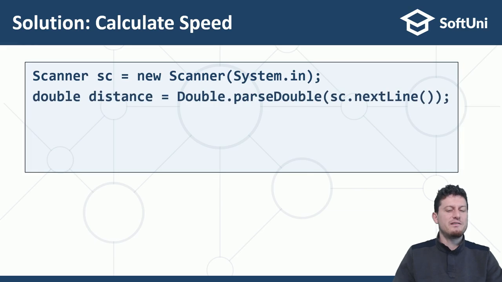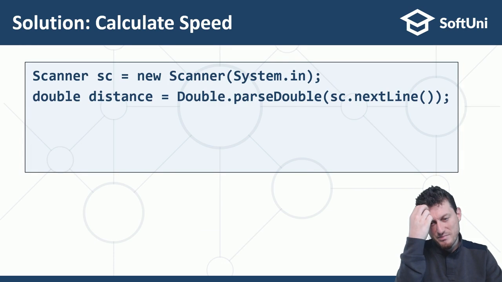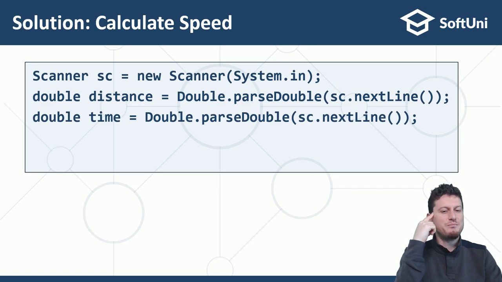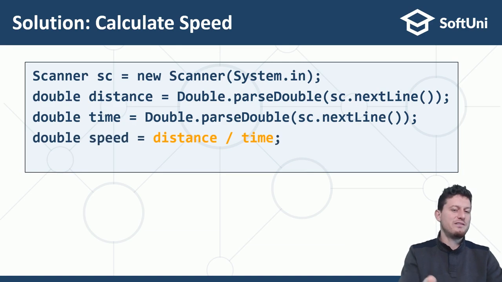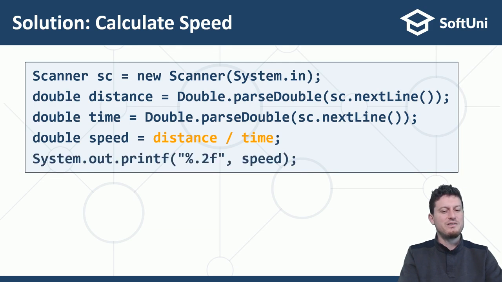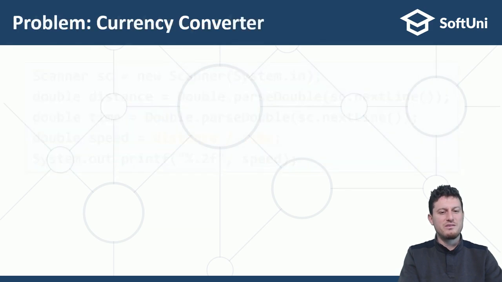I create a scanner, I read the distance by parsing the next line. I read the time by parsing the next one coming from the input into a double number. Then I divide the distance by time and I print formatted the speed.